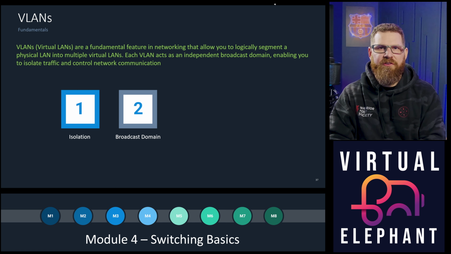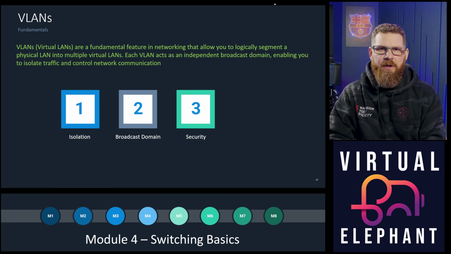Each VLAN is going to represent a separate broadcast domain. And this means that broadcast traffic, such as ARP requests and DHCP requests, is going to be contained within its own VLAN, reducing unnecessary broadcast traffic on the network. From a security perspective, VLANs are going to allow us to enhance network security by isolating sensitive or critical resources from less secure areas of the network.